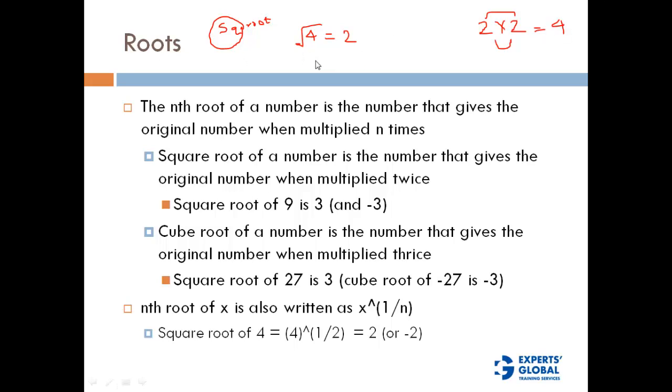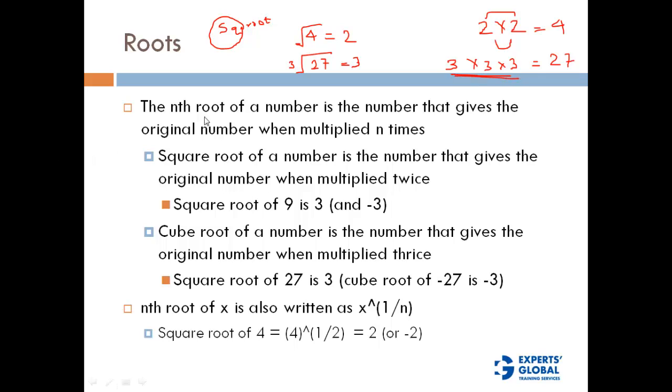Let's look at the third root, cube root of 27. We get 3, right? We take that cube root, we multiply it thrice. What do we get? We get the original number 27. Cube root is the third root, that is why we multiply it thrice.